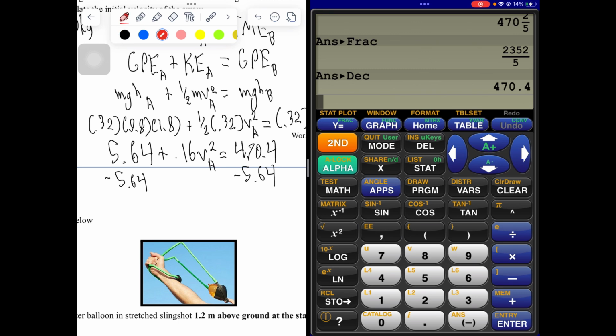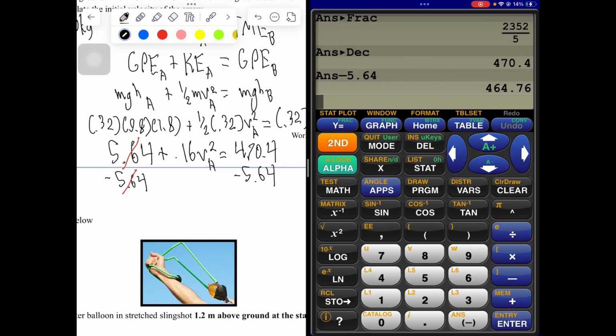Now we just want to go ahead and subtract our 5.64 from both sides. This is going to cancel. We'll take our answer, subtract that 5.64. Now we get 464.74 is equal to 0.16 velocity squared.